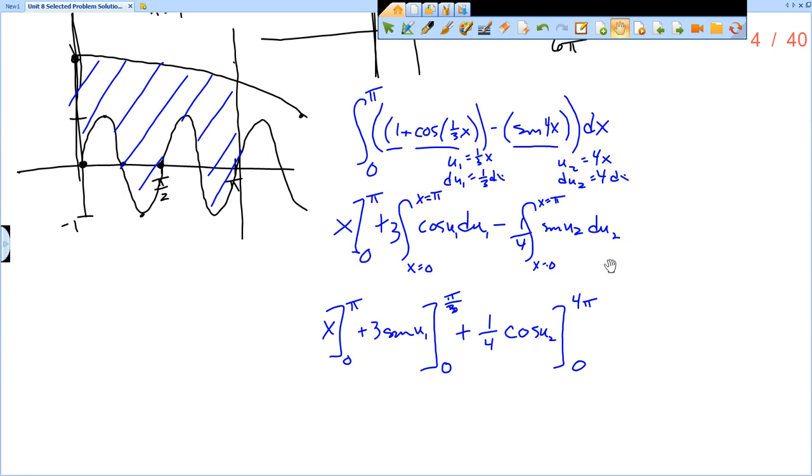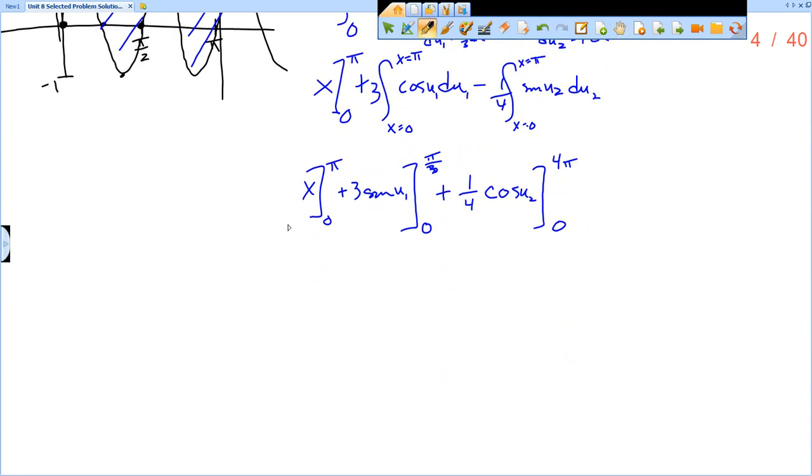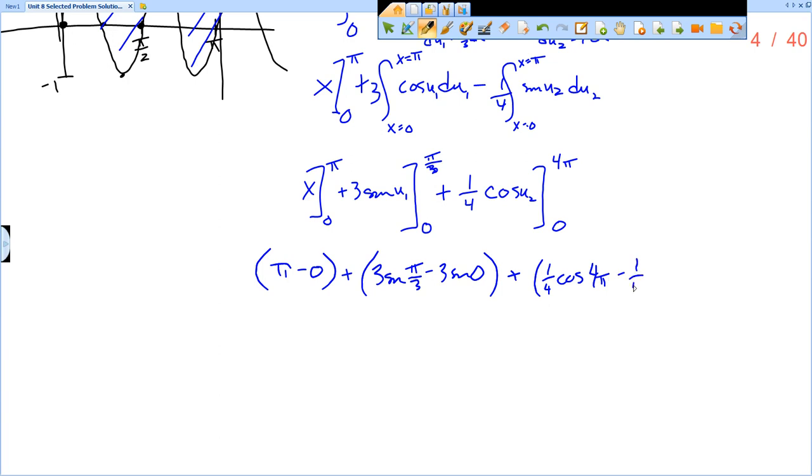All right. So now I just need to carry this out. So x from 0 to pi, that's going to be pi minus 0. Then I have plus 3 sine of pi over 3 minus 3 sine of 0. And then plus 1/4 cosine of 4 pi minus 1/4 cosine of 0.